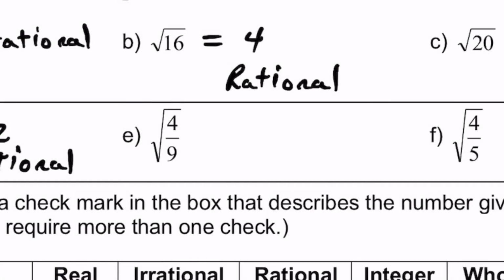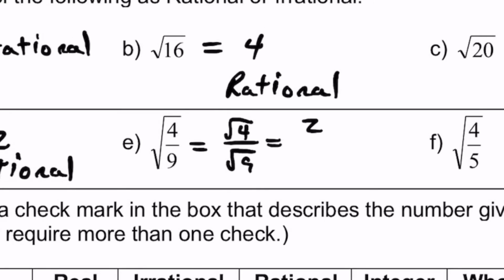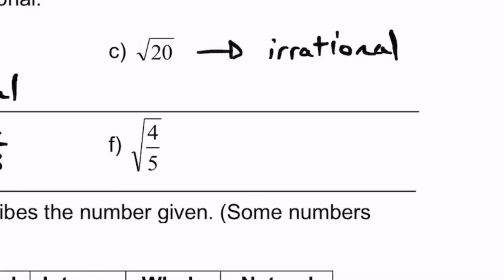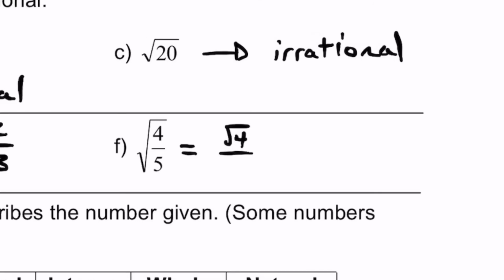Okay, square root of a fraction is just square root of the top over the square root of the bottom. So this is the square root of 4 divided by the square root of 9. I know the square root of 4 is 2 and the square root of 9 is 3. So because I know both those square roots, this is rational. But when we go to 4 over 5, well, that's the square root of 4 over the square root of 5. Square root of 4 I know is 2, but the square root of 5 I have no idea what it is. So this one has to be irrational.